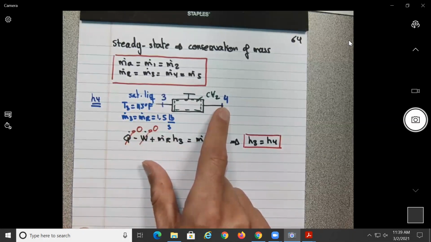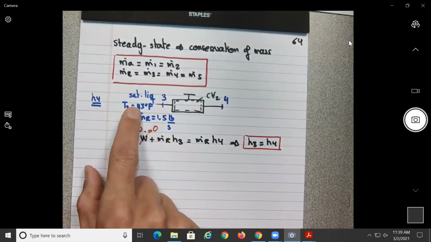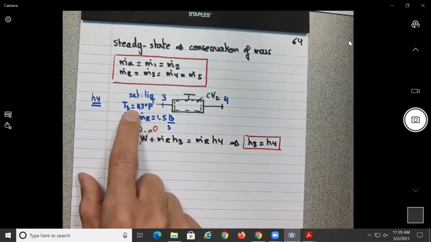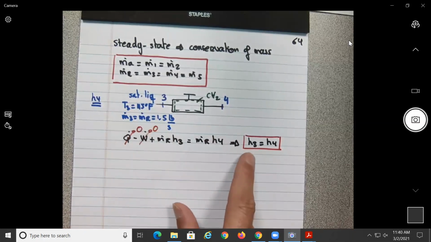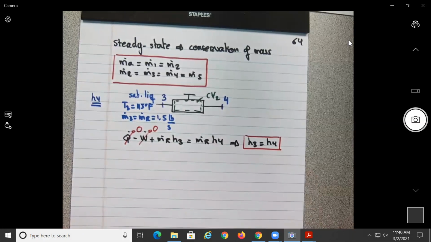And remember that from the tables, every time we look for something, we need to know two things, no? Do we know two things here at point 3? We know the state, we know the temperature. So we should be able to find what? H3, which would be equal to H4, no? All right, so let's go to the tables. I'm going to pause when I go to the tables, so we don't waste any time.